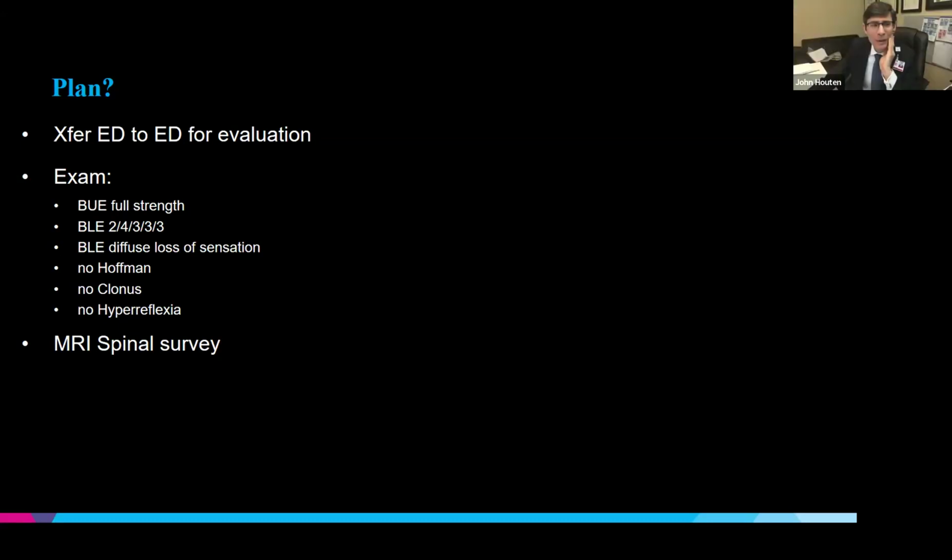What about the Babinski sign? Babinski sign was negative per her note. By the way, it's a picky point, but when you describe the Babinski, you should say whether it's present or absent. Technically speaking, there's no such thing as a negative Babinski. Yeah, correct. So Babinski sign was not present.